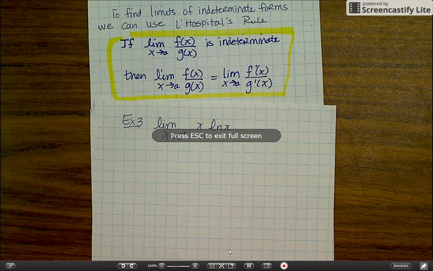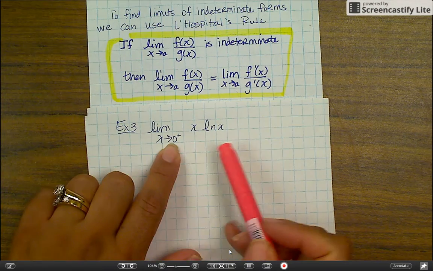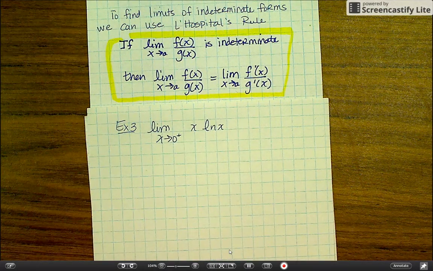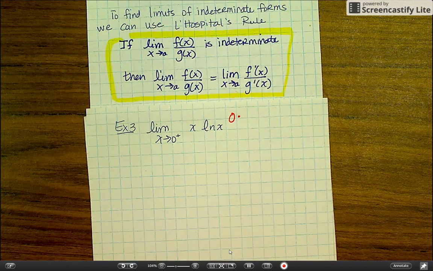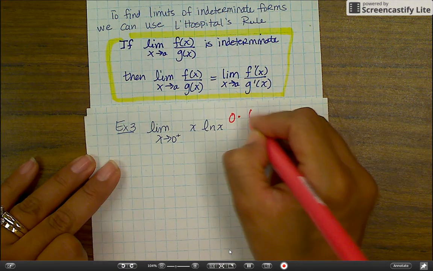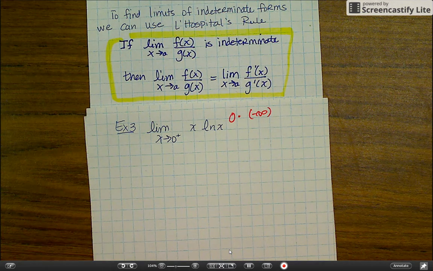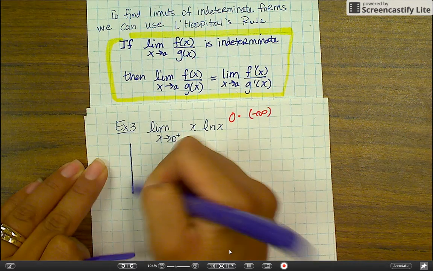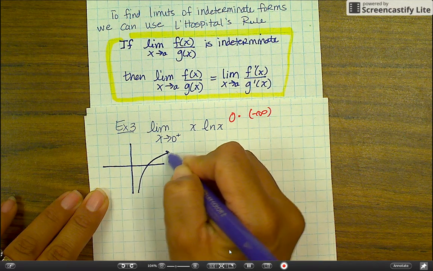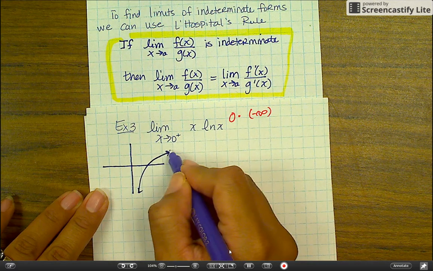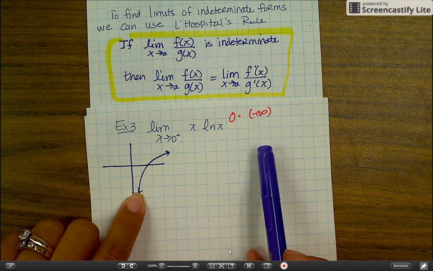All right, students. Okay, so we left off on this problem here. Just as a reminder, when we put 0 into x, we're going to get 0. And when we put 0 into natural log x, we get negative infinity. How we got that is by looking at the graph of natural log of x, which you should remember. As we approach 0 from the right, that is going to be negative infinity.